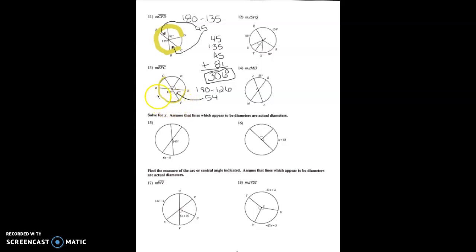But guess what? It's also that slice of pizza as well over here, because you have another linear pair. So now we are adding 54, 126, and another 54 to get all the way around that arc and it's 234 degrees. That's your answer for that guy.